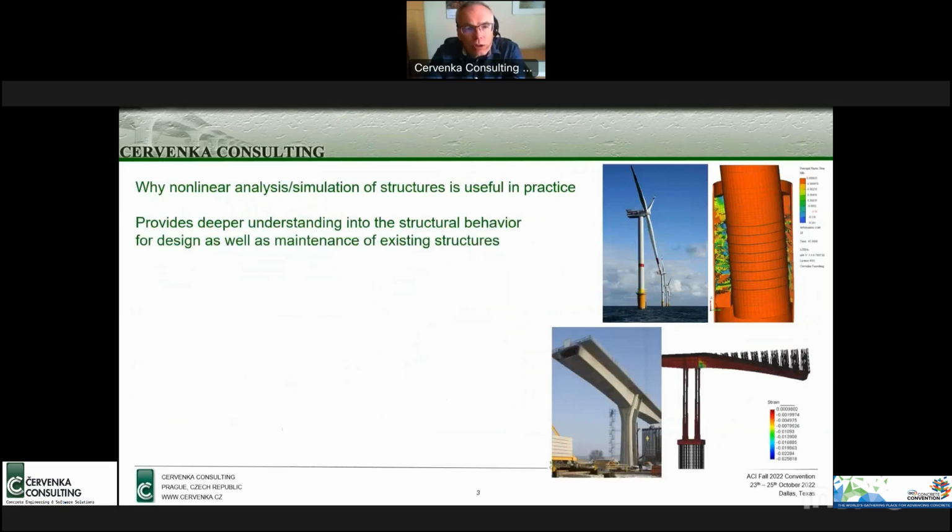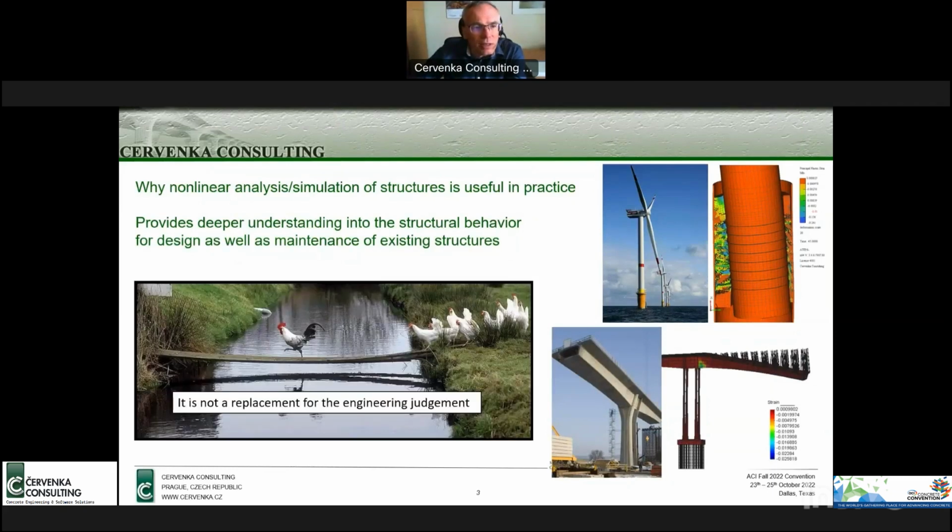So why is nonlinear simulation of structures useful in practice? As we can see, we have various advanced structures where it is advantageous to make more advanced modeling and simulation. One of the deepest advantages that we can obtain from nonlinear analysis is that it can provide a deeper understanding of the structural behavior for design as well as in maintenance of existing structures. Well, this slide should emphasize that, of course, the expert judgment and basic engineering knowledge is still essential, and nonlinear analysis should not be understood as a method or tool to replace that.